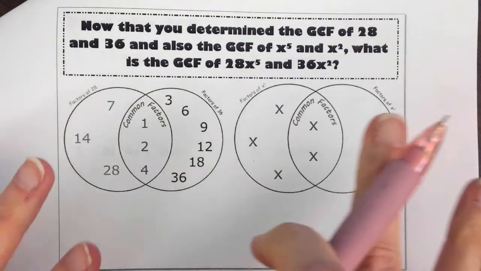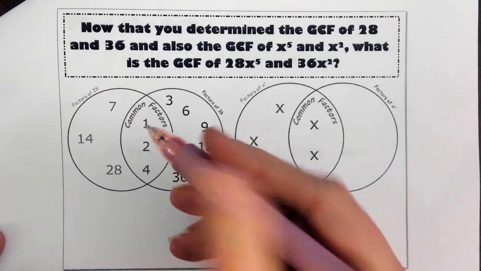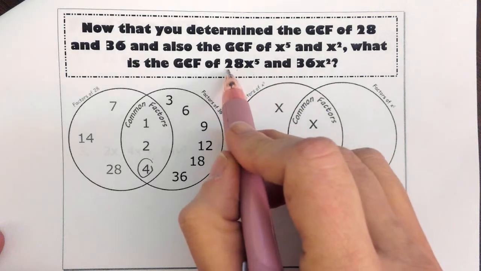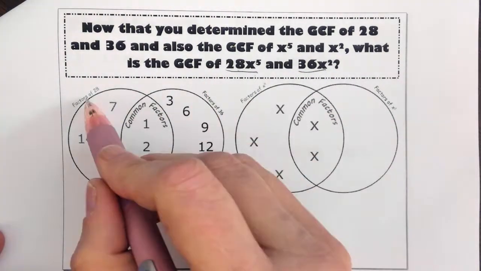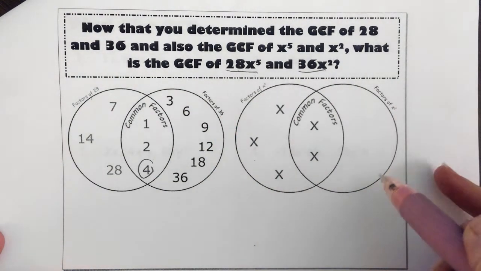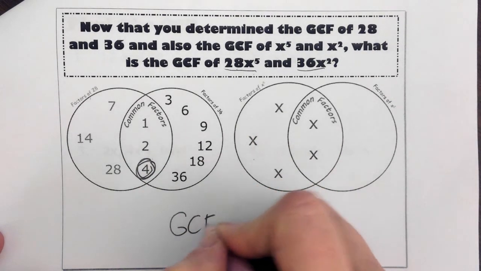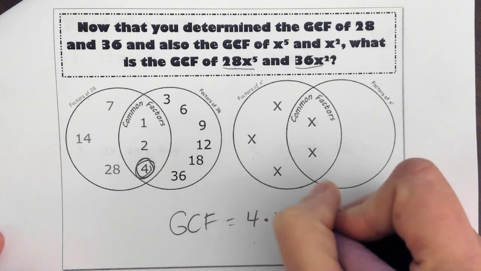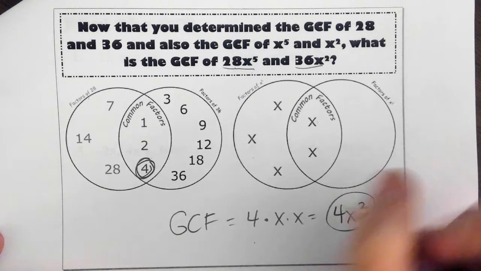Okay? Now, if I look at this and I see what the greatest common factor is, we already figured out that on this part, so if I look for the greatest common factor of 28x to the 5th and 36x squared, I'm going to find the greatest common factor of the numbers, 28 and 36, and the greatest common factor of the letters, x to the 5th and x squared. Well, the biggest number factor they have in common is 4. The biggest letter factor they have in common is x times x, which means the GCF is 4x squared.